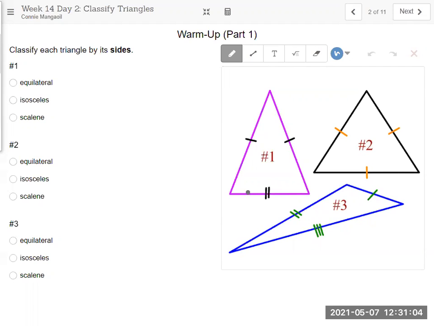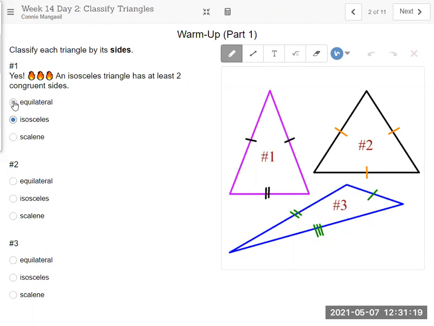So what do we call a triangle with 2 sides equal? Is it equilateral, isosceles, or scalene? Isosceles, very good. Okay, so it's an isosceles triangle because you have at least 2 congruent sides.